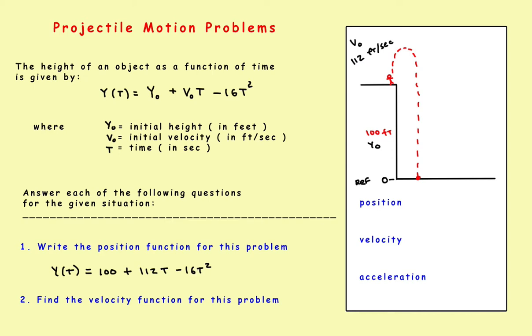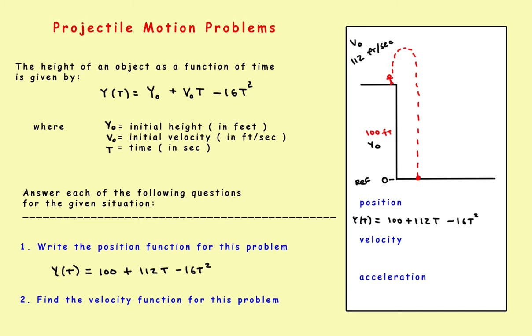I'm going to write it one other place here, because as we move through the problem, it makes it a little easier to stay up with everything. So y of t is equal to 100 plus 112t minus 16t squared. There's the position function.